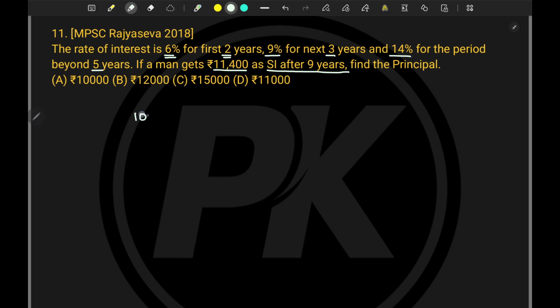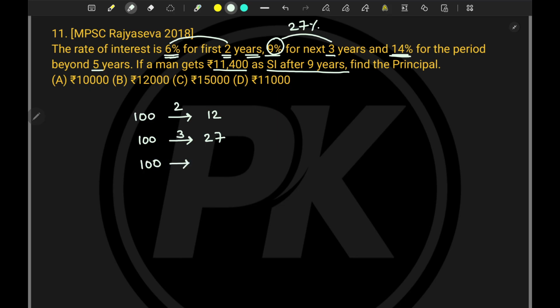Let us assume the principal amount is 100. For the first 2 years, the rate of interest is 6%. That means the total is 12%, so simple interest of 12 he will gain for the first 2 years. Then for the next 3 years, again we are calculating on the base amount, the principal. It is 9% for the next 3 years, so the total is 27%. So the simple interest that person earns is 27 rupees.